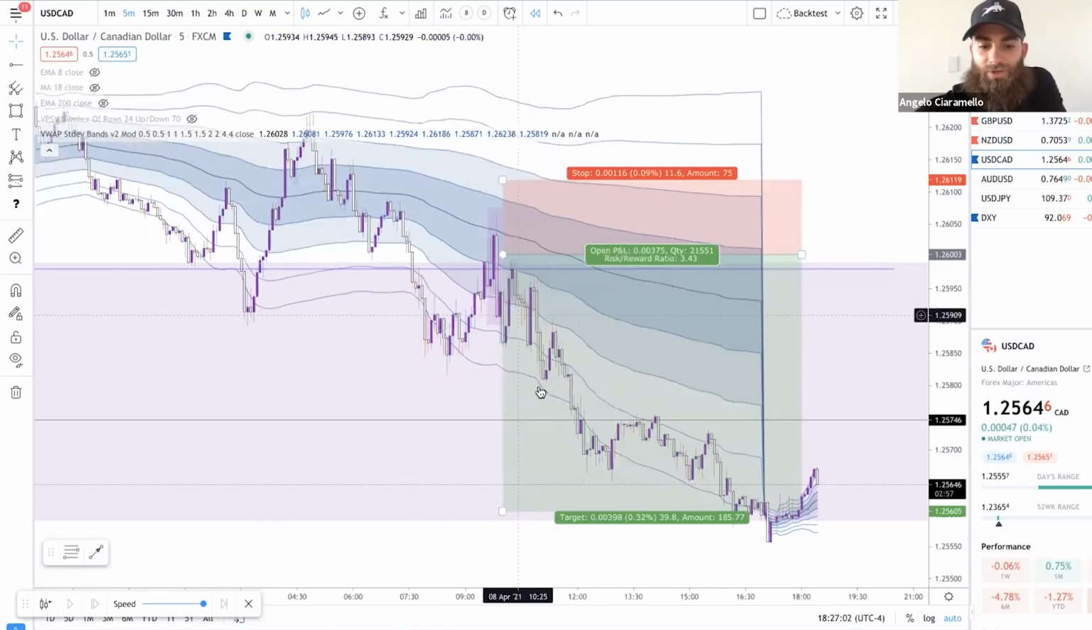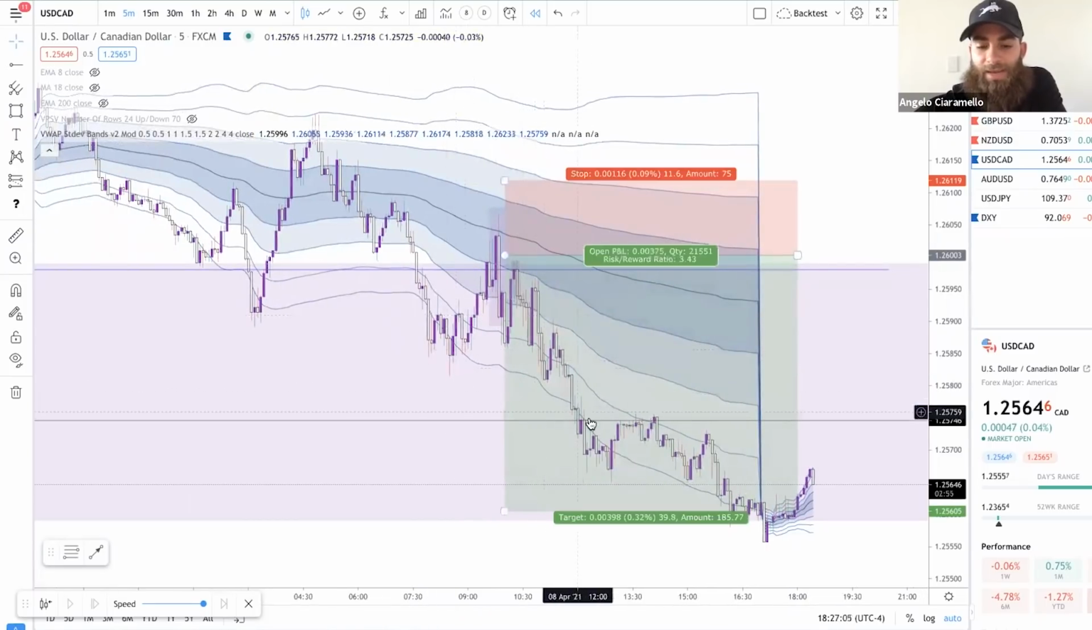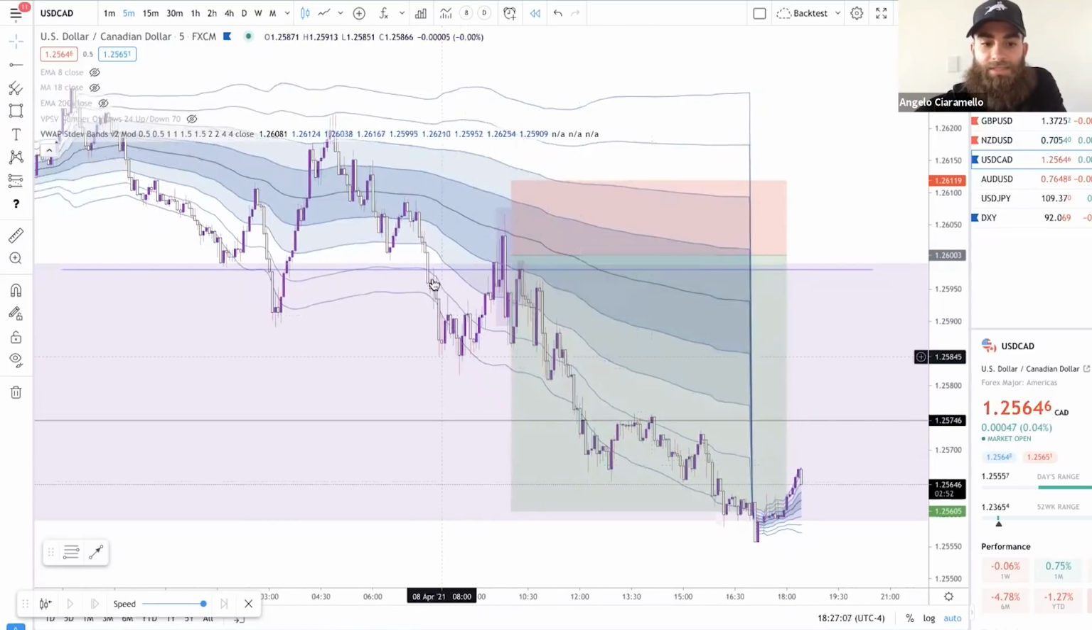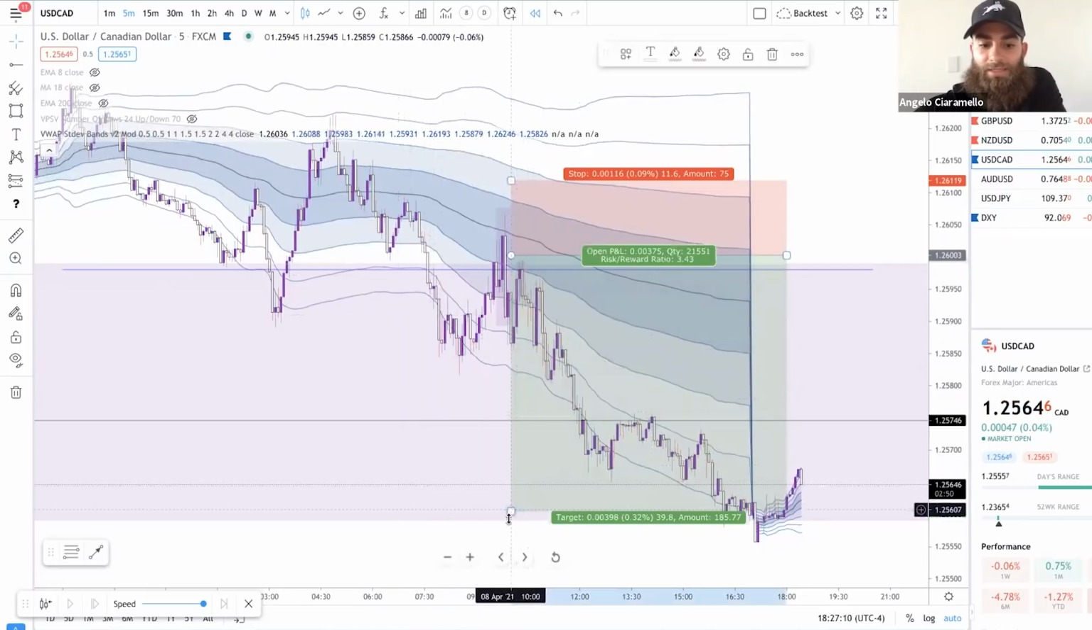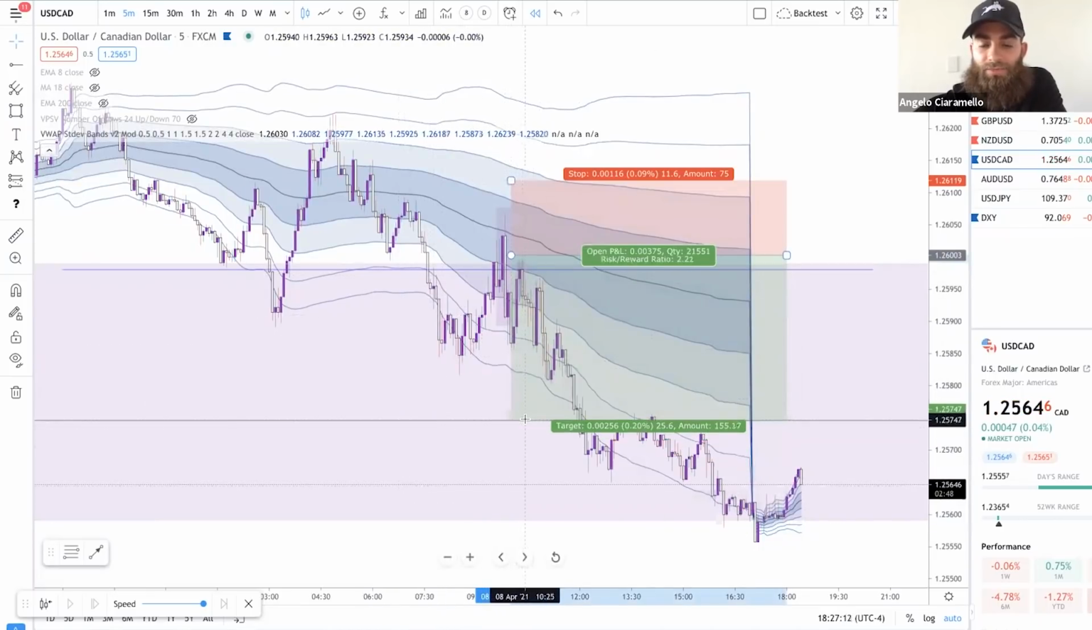And then you're always just targeting either the outside of these bands or the next level. So the level would have been this area right here first. This would have been the target, and then this would have been the target here.